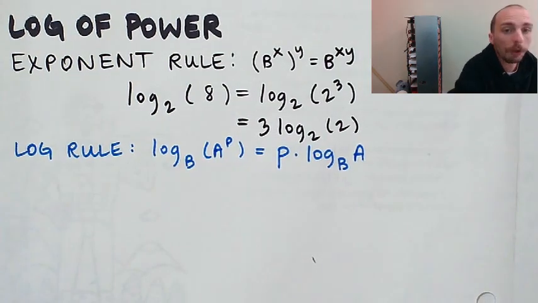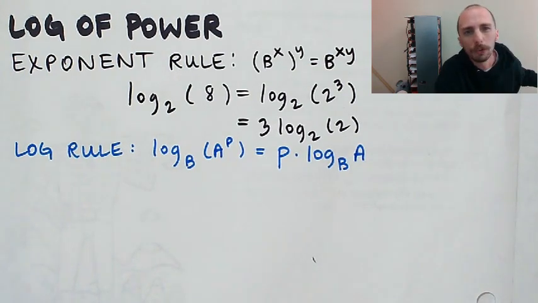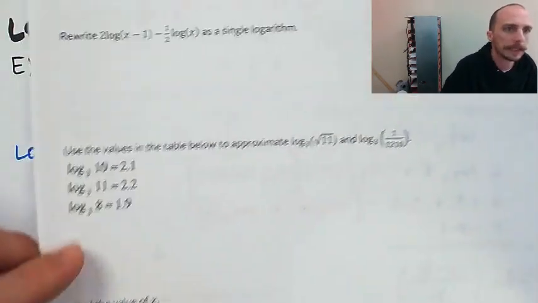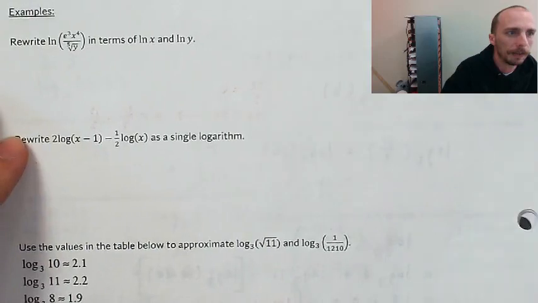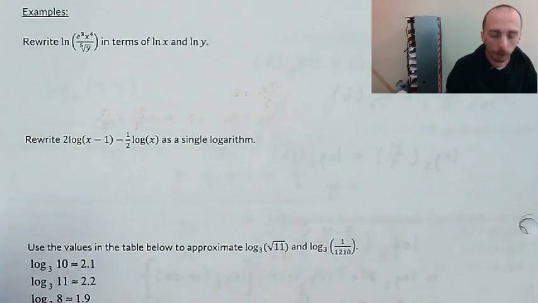Right, so to formalize this, the log with any base of any argument to a power is going to be the power multiplied by the log of that argument with the same base. Okay, so I think maybe we'll just jump in and do some examples here. So what do we got? We have... rewrite this natural log in terms of natural log x and natural log y.